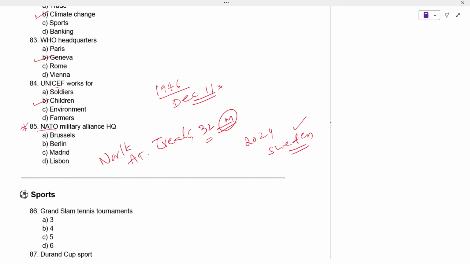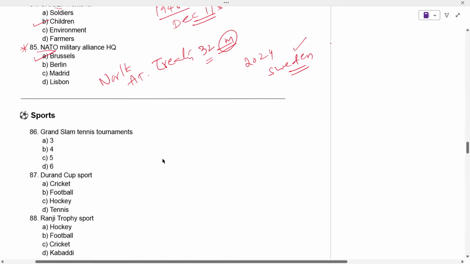Now come to the point here. The headquarters in Brussels. Option A. Then sports. It's an important point. Grand Slam tennis tournaments are 3, 4, 5 or 6 tournaments? No doubt, just 4.